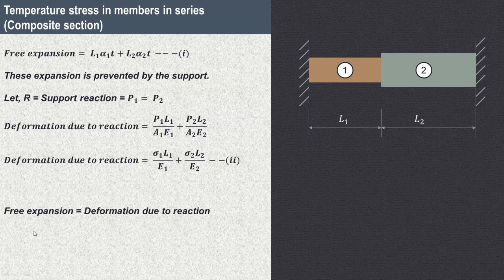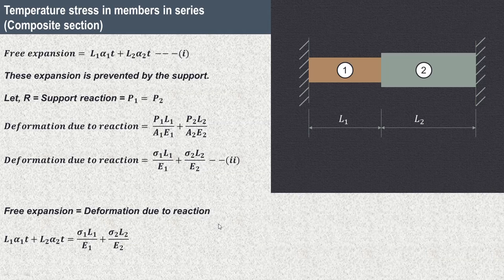Now free expansion is equal to deformation due to reaction, because as the expansion is prevented, whatever the free expansion tries to do, the reaction will offer the opposite deformation, and the bar will remain in the same position. So we can say that L alpha T of 1 plus L alpha T of 2 is equal to sigma 1 L1 upon E1 plus sigma 2 L2 upon E2. So this is the temperature stress in case of composite section.